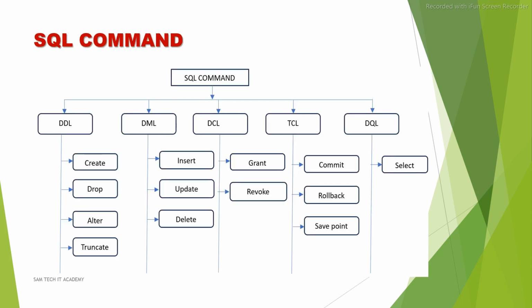The next topic is SQL commands. SQL commands are an important topic. They are categorized into five types: DDL, DML, DCL, TCL and DQL. DDL is Data Definition Language, DML is Data Manipulation Language, DCL is Data Control Language, TCL is Transaction Control Language, and DQL is Data Query Language. Let's start with DDL: CREATE, DROP, ALTER, TRUNCATE. These are all SQL commands.